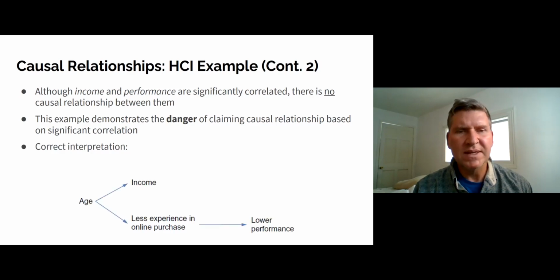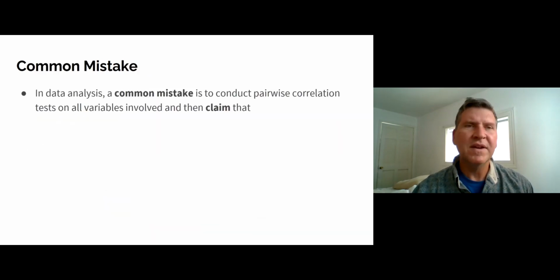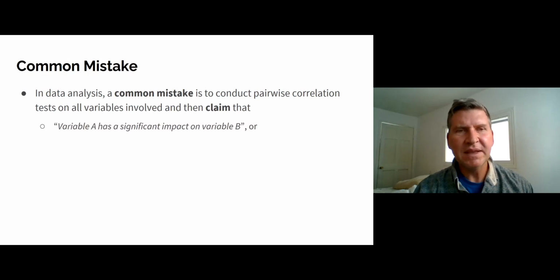So really, if we wanted to see how this worked, you could see that age and income might be correlated. And age is also correlated with less experience in online purchases and also lower performance on the tasks that we saw. But you can see here that income and less experience in online purchases is only related through the confounding variable age. It's a very common mistake to conduct pairwise correlation tests on all variables and then say something like variable A has a significant impact on variable B.